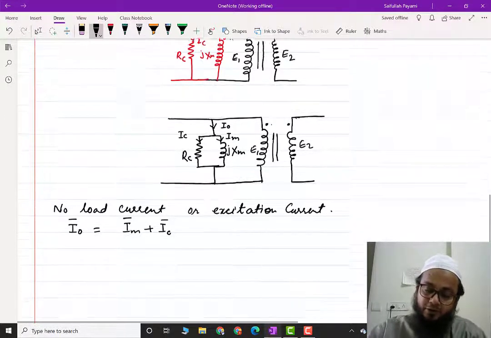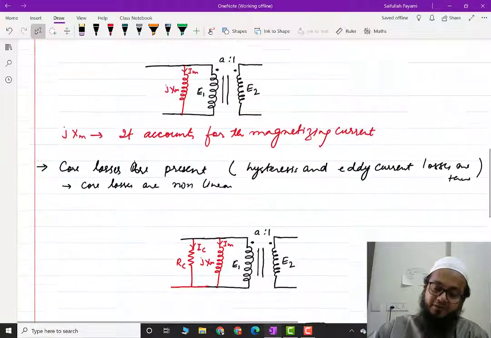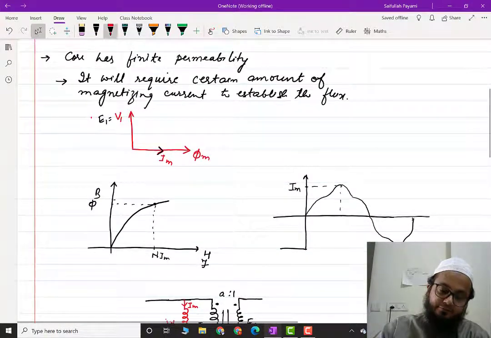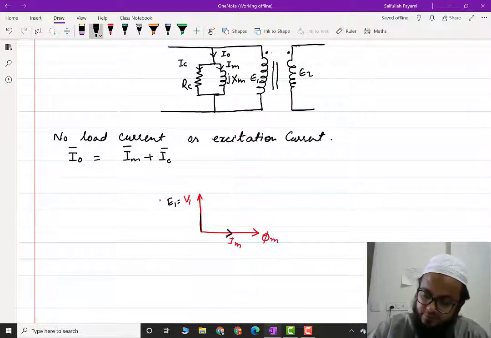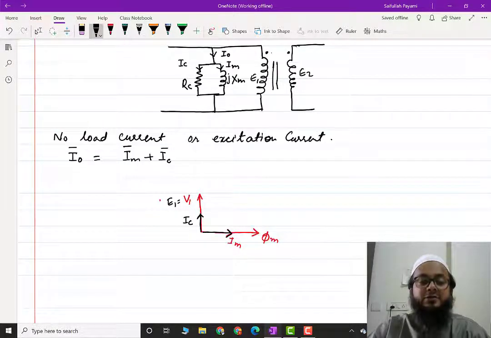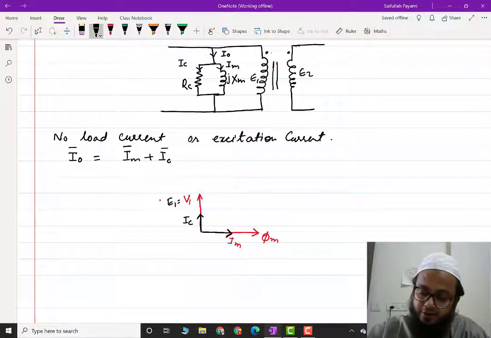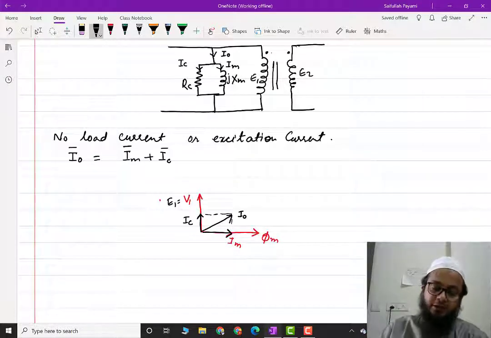And what about the phasor diagram where this IC would be there? In the previous phasor diagram, here we have IM here, and IC here. IC would be resistive, in phase with the applied voltage, because I am representing it by a resistance. The resultant of it would be this I0.